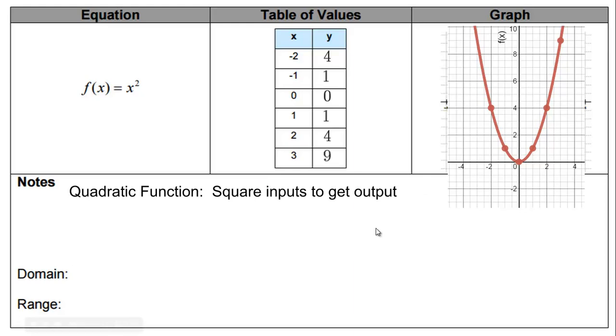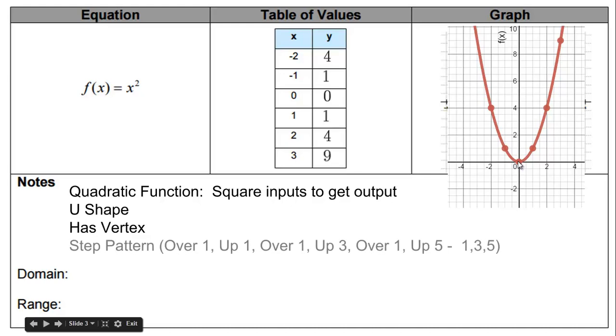Some notes: we square the inputs to get the output. It's the x squared function, the quadratic function. It's a U-shape. We call that a U-shape, or we call it a parabola. It has a vertex. We call this the vertex. And it has a step pattern. So over 1, up 1, over 1, up 3, over 1, up 5.